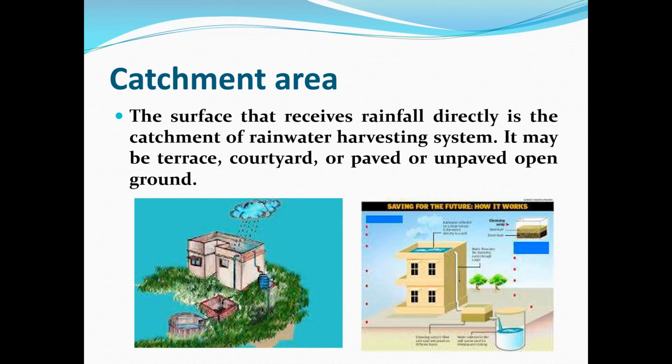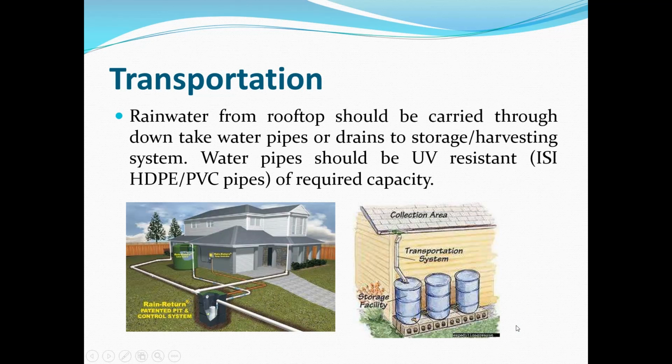The catchment area is the surface that receives the rainfall directly. It may be a terrace, courtyard, or paved or unpaved open ground. Here you can see some photographs that show this catchment area and how we can store the water. Now the transportation: rainwater from the rooftop could be carried through downtake water pipes or drains to the storage or harvesting system. We need to filter that water before storing it. The water pipe should be UV resistant; HDPE or PVC pipe of required capacity can be used.